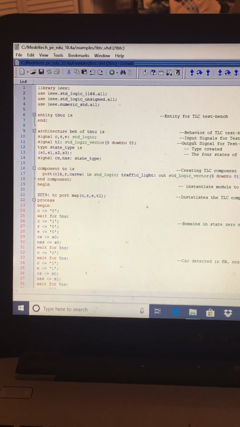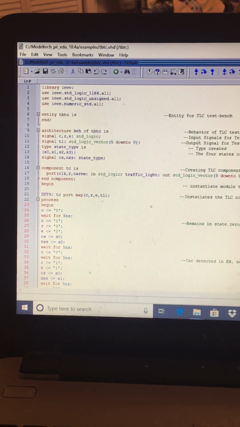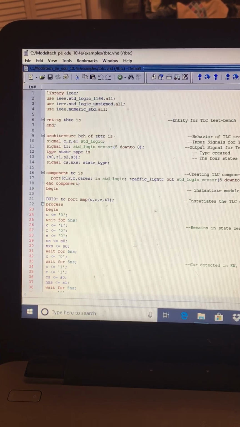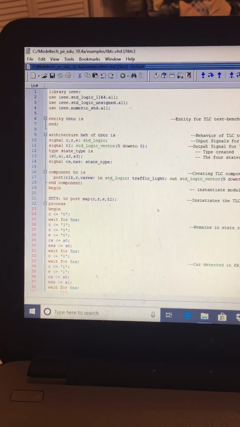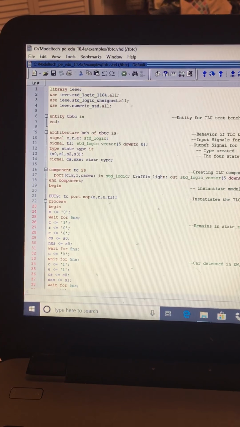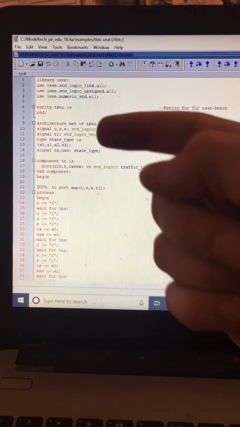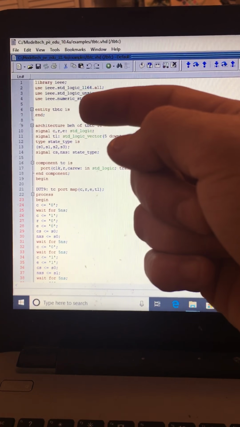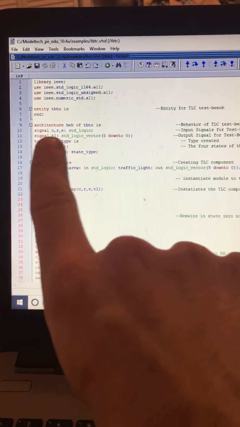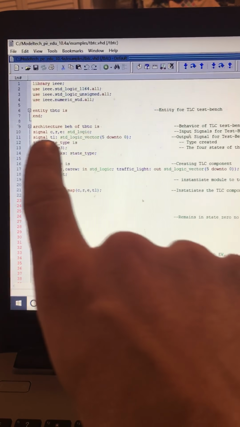This is ECN 423, Section 1, Homework 8, Problem 14.9.1. This right here is the test bench for the traffic light controller. Right here is the entity, TBTC, and the architecture for the test bench.